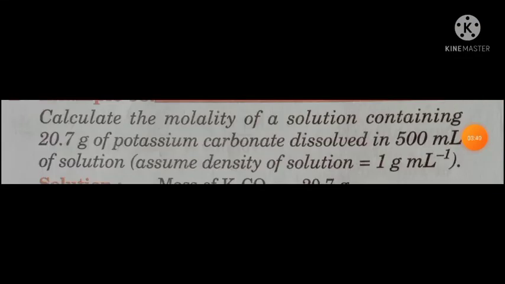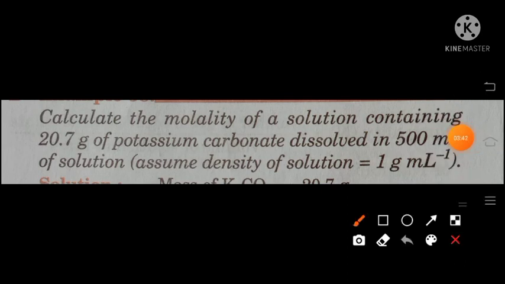Now the second question is based on molality. Calculate the molality of a solution containing 20.7 gram of potassium carbonate, that is K2CO3, dissolved in 500 ml of solution. Assume the density of the solution equals 1 gram per ml. Now we calculate the molality of the solution. First of all, we write the data given in the question.